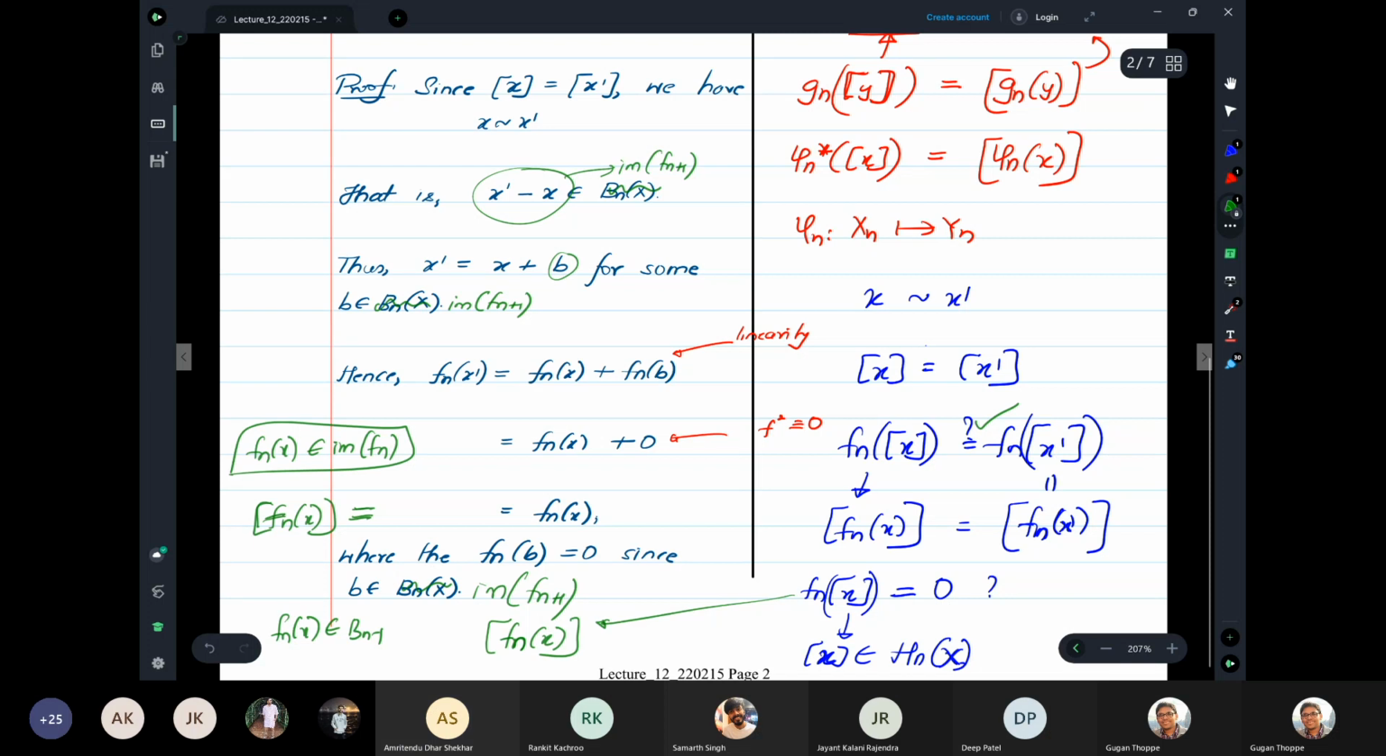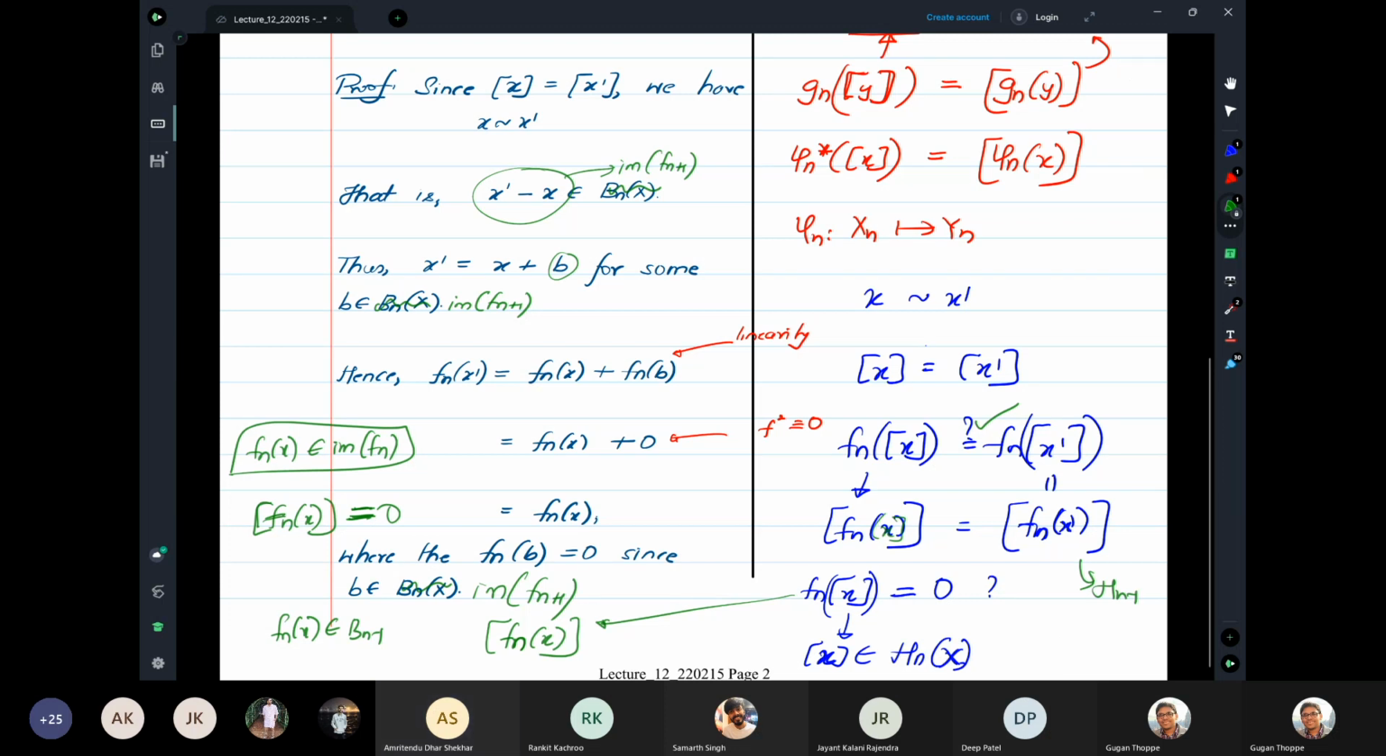So you are saying that this belongs to 0 over H_n minus 1. This belongs to 0 in H_n minus 1. Is that your question? Yes. So that is true.